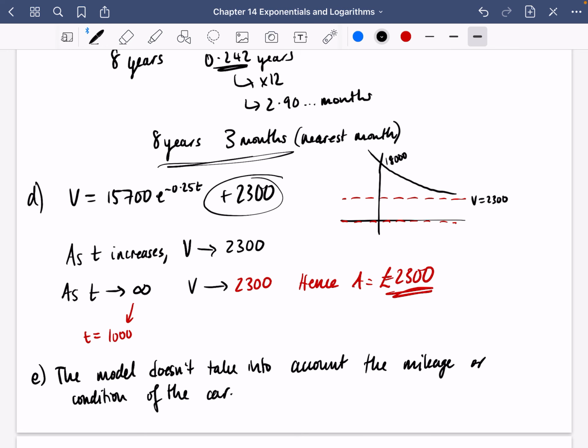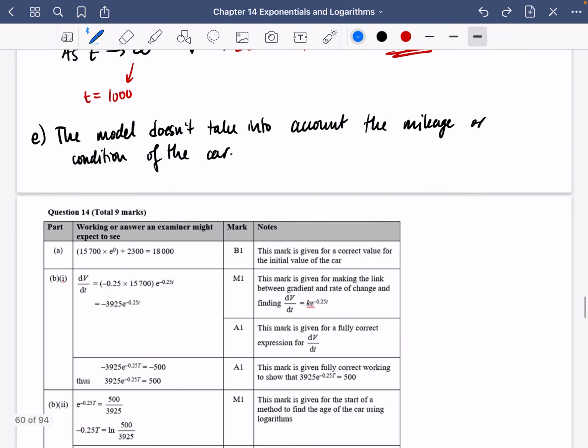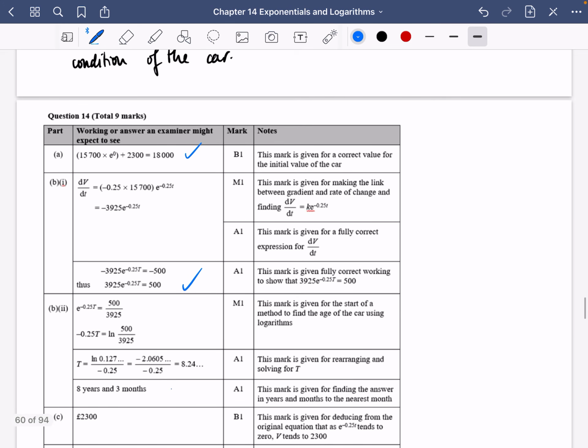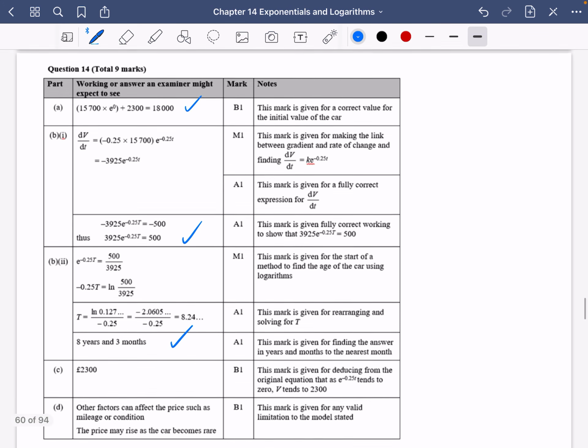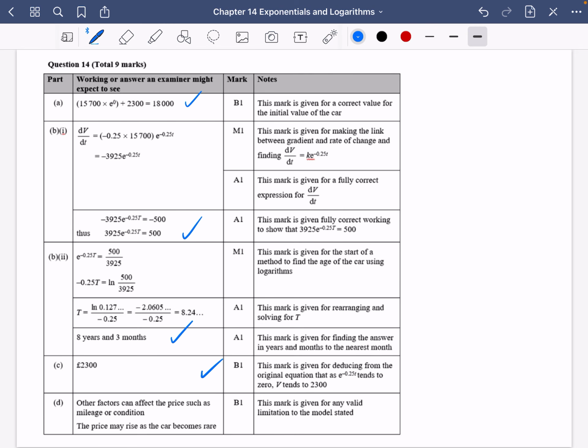You could also say that over time, it's likely that the car could become like a rare car or a vintage car. So maybe the price actually would later on, the graph might do something like this. It might like increase in price. We don't know what's going to happen. So that's one of the limitations here. Okay, so we got 18,000. We came up with this. We got the 8 years and 3 months. We got the 2,300. And other factors may affect it, or the price may rise as the car becomes rare.